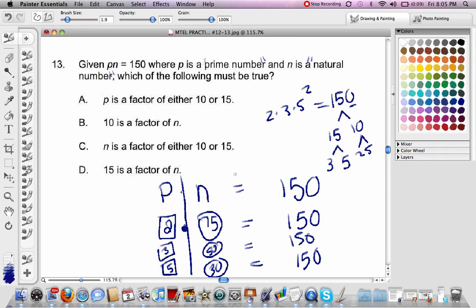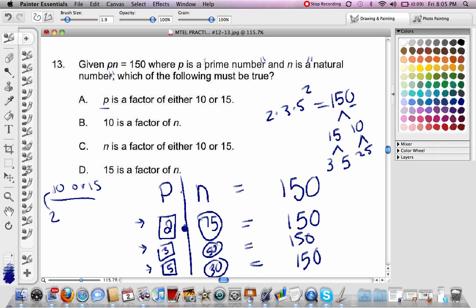Okay. If you can get this far in the problem, you're really close to solving it, because now we have organized what our prime numbers are and what our natural numbers are. So let's just work through these one by one. P could either be 2, 3, or 5. A says P is a factor of 10 or 15. So let's see. Here's my 10 or 15.